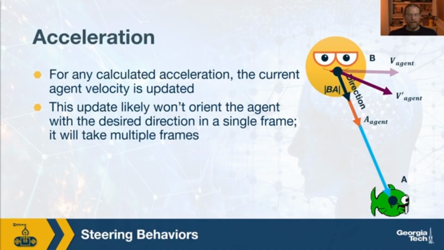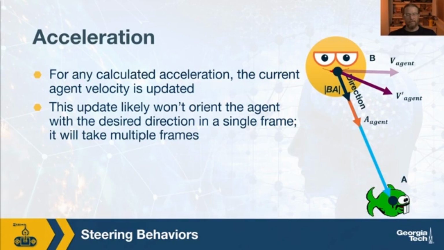So for any calculated acceleration, the current agent velocity is going to be updated. So think back to our discussion of how simulations work. Frame rate or frame-based simulation, where we're updating the state of the world as if it's one fixed timestamp, and we're updating time by some small increment such that we hit a target frame rate, say 30 frames per second. So each one of these frames, we want our agent to calculate a new acceleration based on the situation that the agent is in.